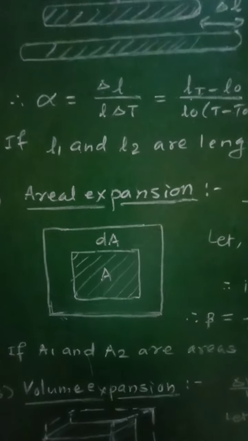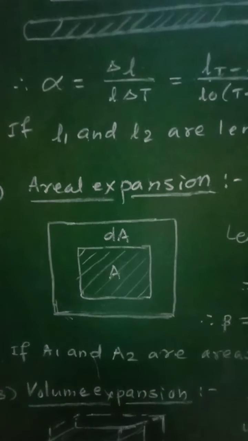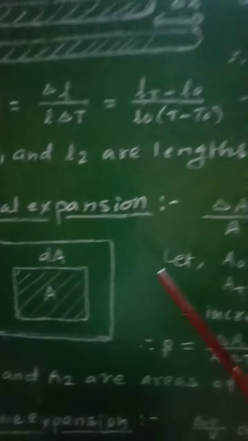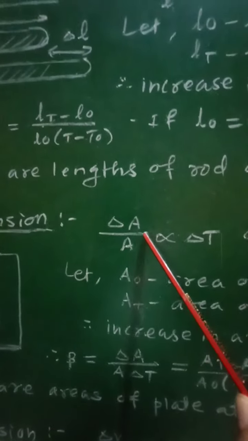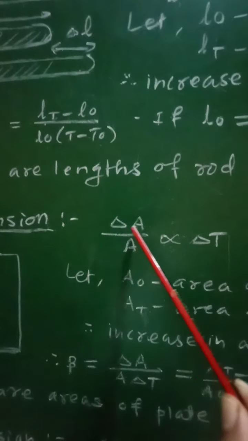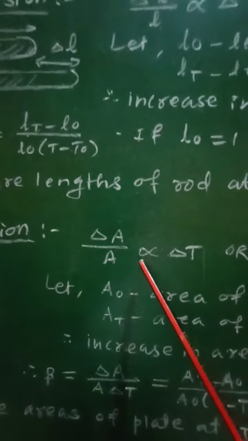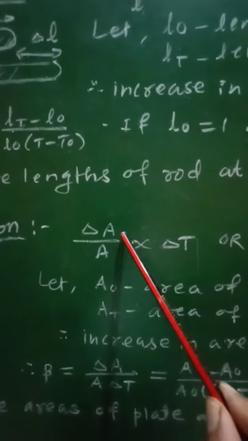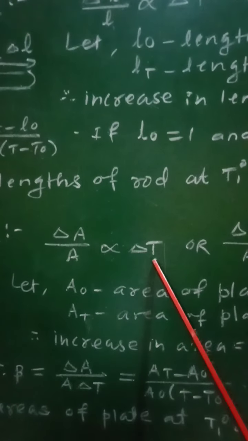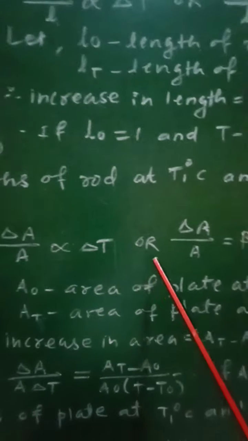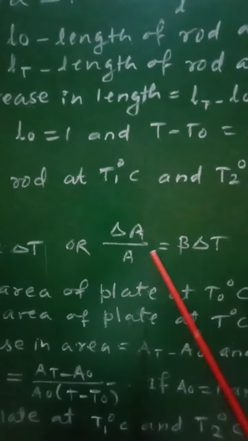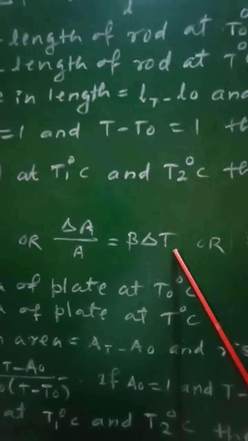if there is increase in area of the plate due to small change in temperature delta T, then experimentally it is observed that the fractional change in area, that is delta A upon A, will be proportional to delta T. That is, fractional change in area of that plate is directly proportional to change in temperature, that is delta T. And therefore we can write by removing this proportionality sign, delta A upon A equal to beta into delta T.